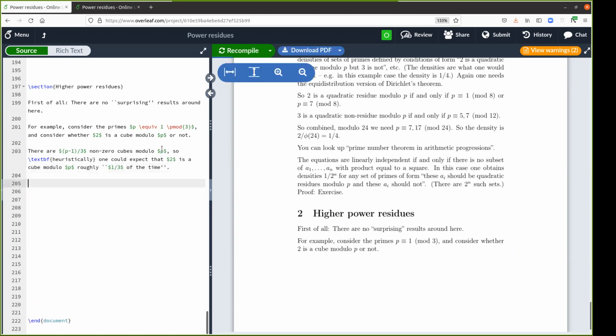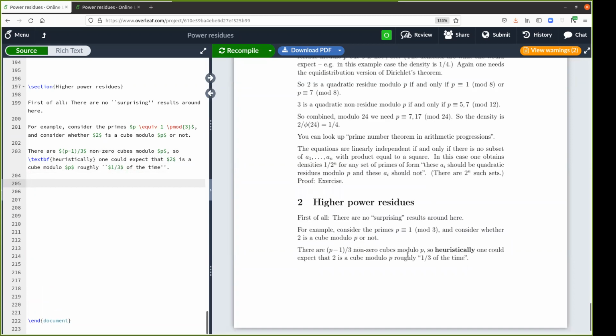A heuristic would be that for these primes p, 2 is a cube modulo p for roughly one out of 3 primes p, simply because 1/3 of the residues modulo p are cubes. And one could think that 2 is not an especially likely or unlikely number to be a cube modulo p.